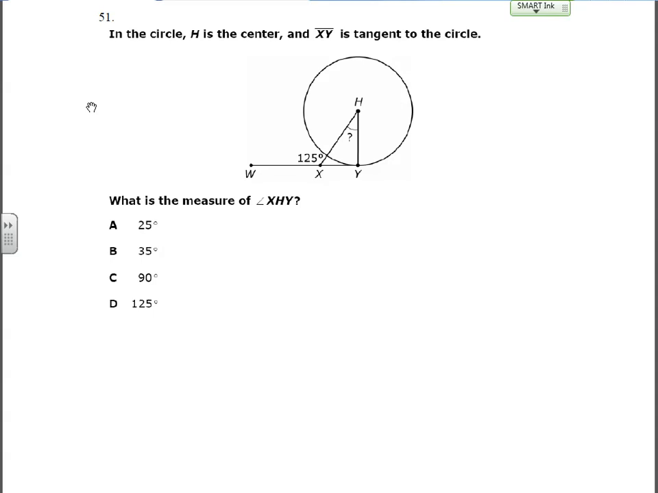You said this one was easy? Based on the logic? The piece of knowledge needed here is that when you've got a radius, which HY is, and what's called a tangent line, which is a line that intersects just the outside of the circle and doesn't pass through it at all, a tangent line and a radius create a right angle. So that's important. And then where'd you go from here?